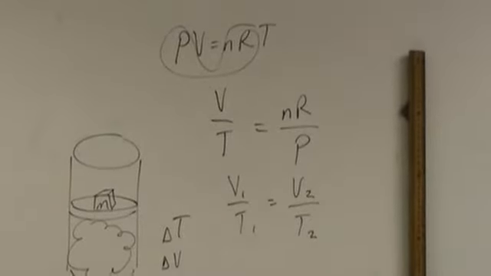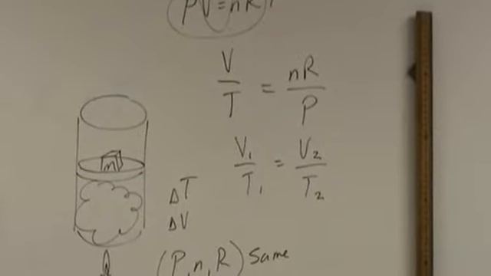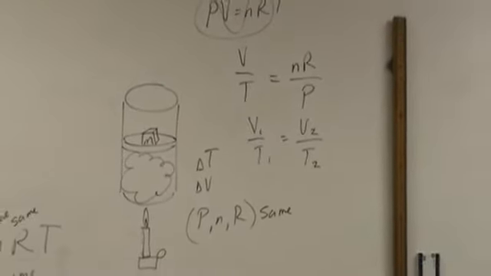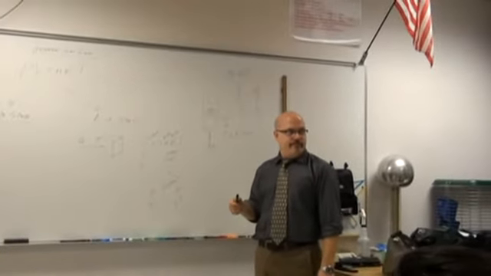Find out what things are staying constant, what things are changing, and then construct the equation you'll use, whether it be Boyle's law, Charles' law, or Gay-Lussac's law.